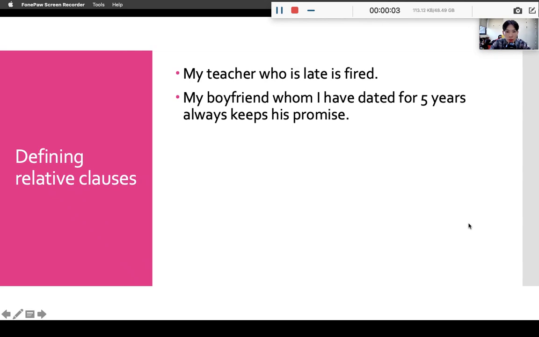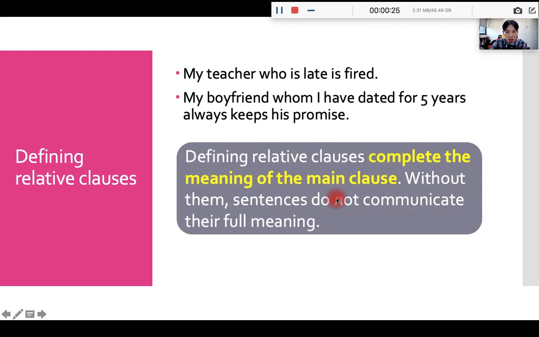After reviewing the basic principles of relative clauses and when relative pronouns can be omitted, let's take a look at two types of relative clauses. The first type of relative clause is defining relative clauses. So what is it? The defining relative clauses complete the meaning of the main clause. Without them, sentences do not communicate their full meaning.